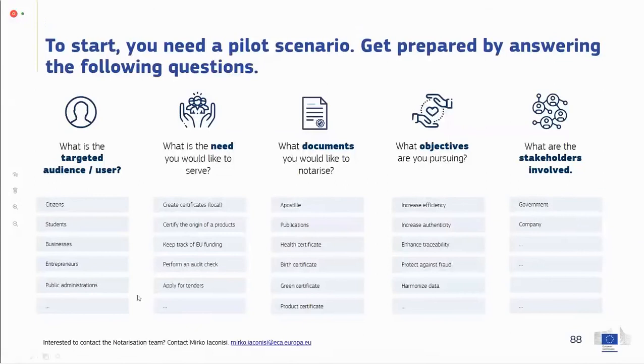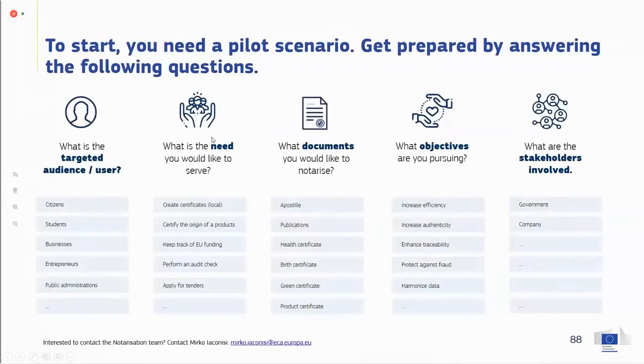First, you need a target audience. So what is your target audience? What is your target end user? Citizens, students, businesses, entrepreneurs, public administrations. We have seen in the cases in the slides the targeted users that were addressed by the different speakers.